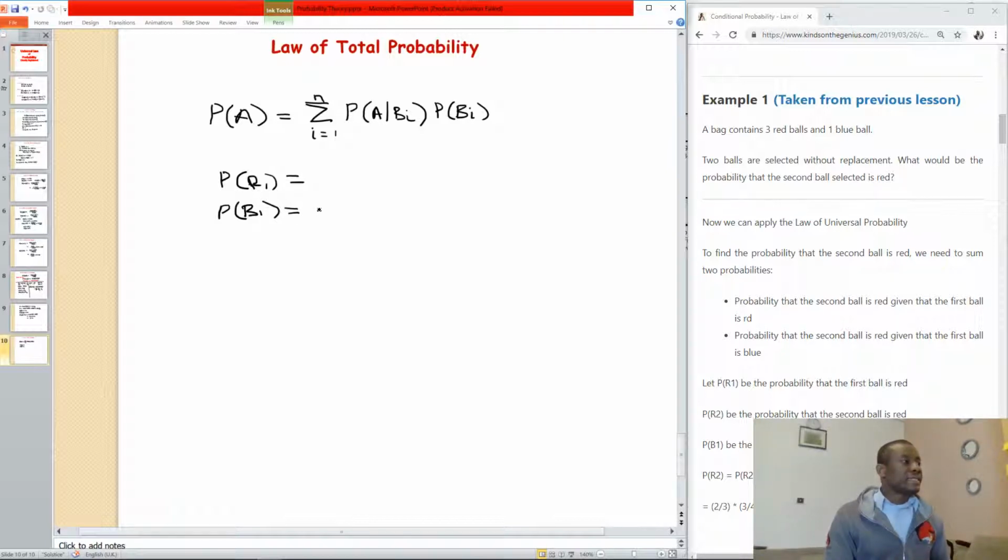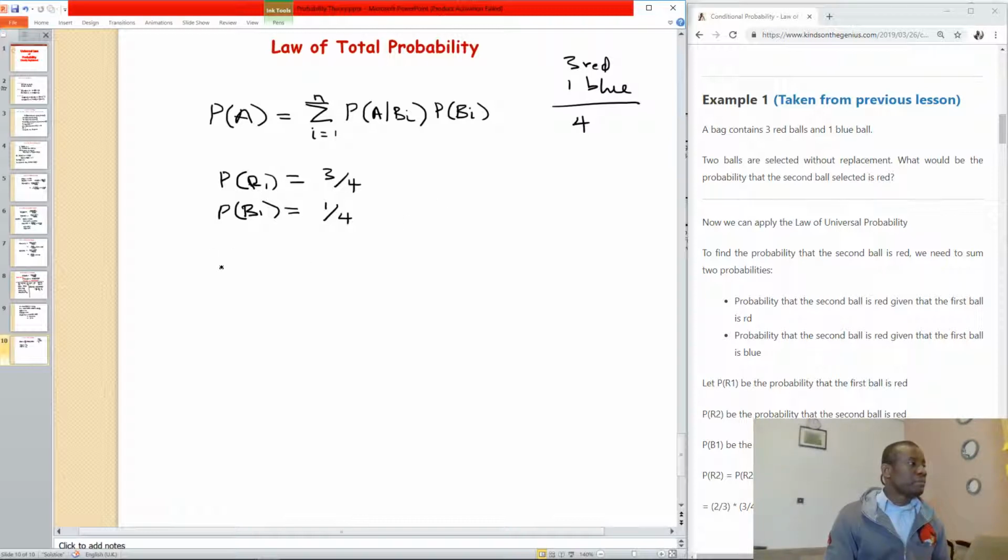What is the probability that the first ball is red? Now we have 3 red, 1 blue, a total of 4. The probability that the first ball is red is simply 3/4. The probability that the first ball is blue is 1/4. So now we want to find the probability that the second ball is red.